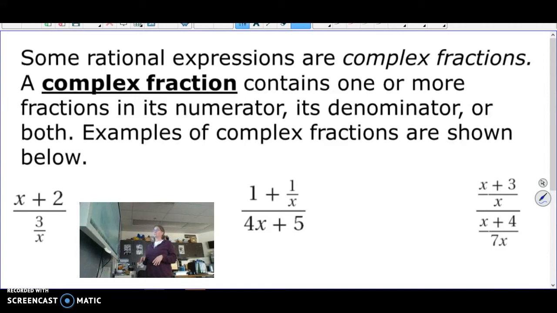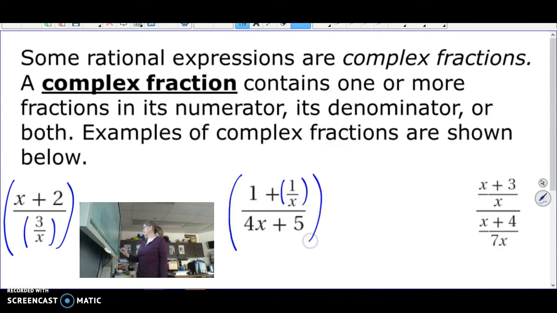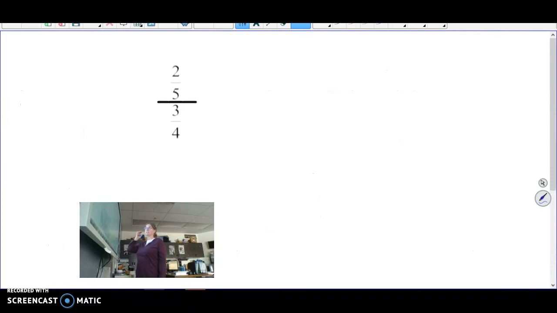And so here's some examples of some complex fractions. You've got x plus 2 over 3 plus 3 divided by x. So we have that fraction within the entire fraction. Same thing here, we've got a 1 divided by x within a fraction. And this is a fraction divided by another fraction. So let's look at how to simplify that.